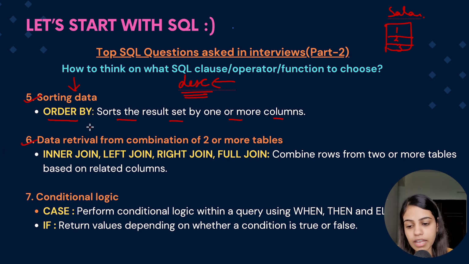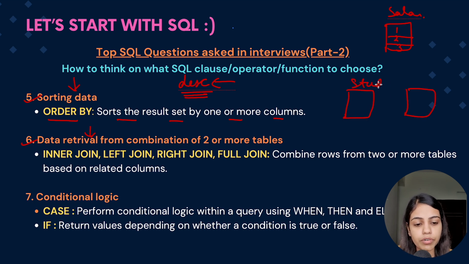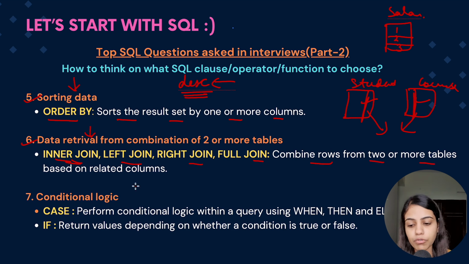Now coming to the next scenario, that is data retrieval from a combination of two or more tables. Consider that there are two tables, student and student course details. Now I want some data from this table as well as this table, so I have to join these tables. That is why join is used. We can join these tables to fetch data from both based on a specific column which is common between them. There are joins like inner join, left join, right join, full join, which combine rows from two or more tables based on related columns, and give me the result.